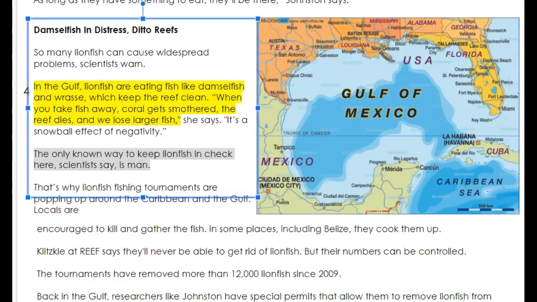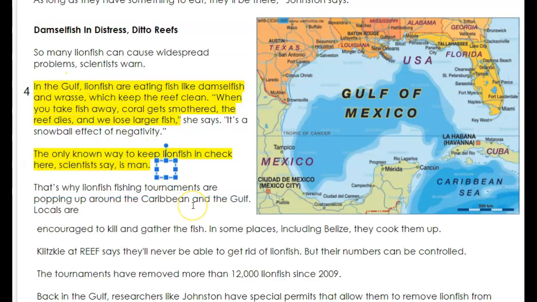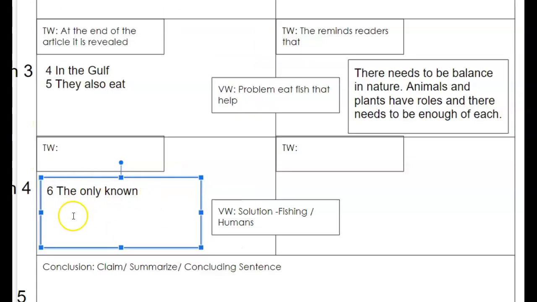Going back to the article, right here it says it. The only known way to keep a lionfish in check here, scientist says, is man. So I want to highlight that. My highlighting might not match up with yours, but overall it should be a similar process. You should be marking your text. You should be annotating. For me, this is number 6, the only known.